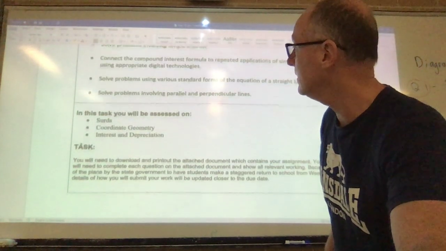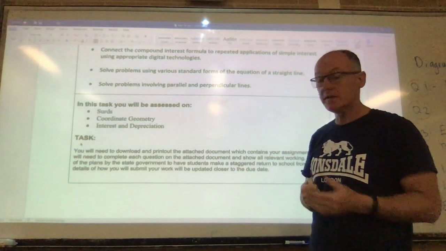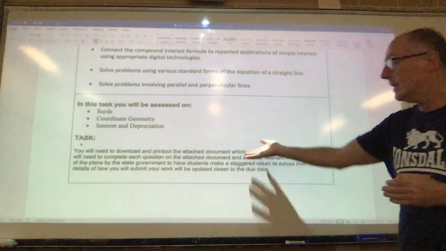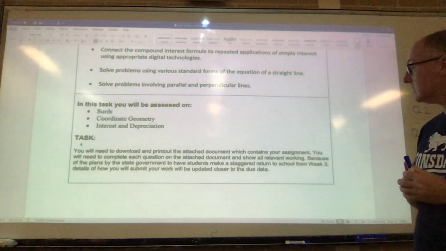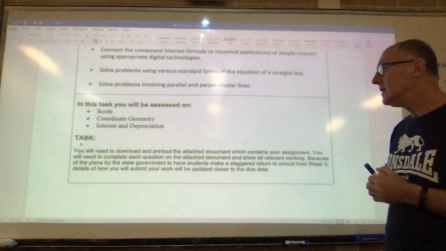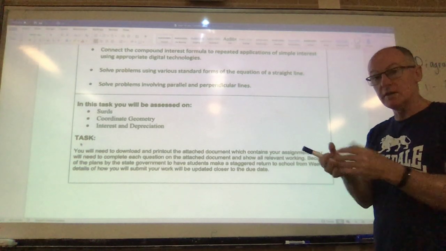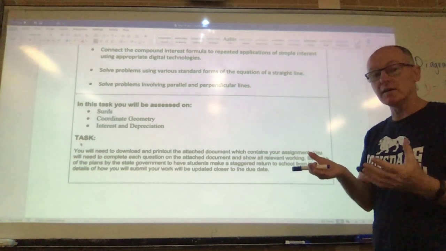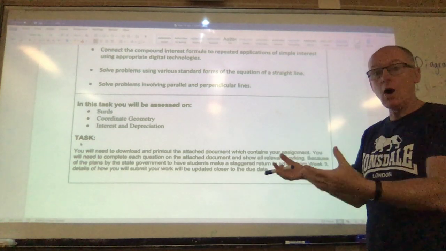Okay, so in this task, these are the 3 chapters you'll be working on. They're the 3 that you're going to be tested on. For the task, you'll need to download and print out the attached document which contains your assignment. So the assignment's on a different attachment. You will need to complete each question on the attached document. So on the test, you need to print it out. I won't call it test and assignment. You need to print it out and you need to do all your working on that.